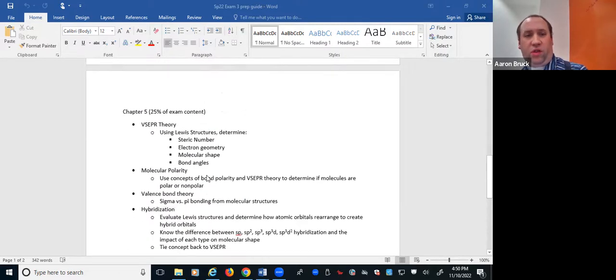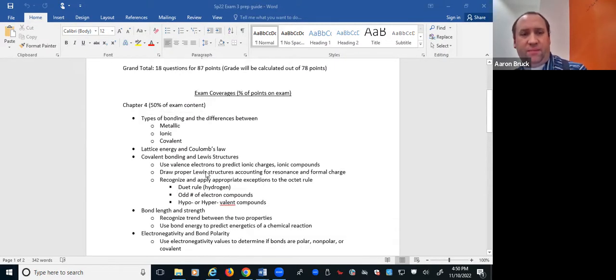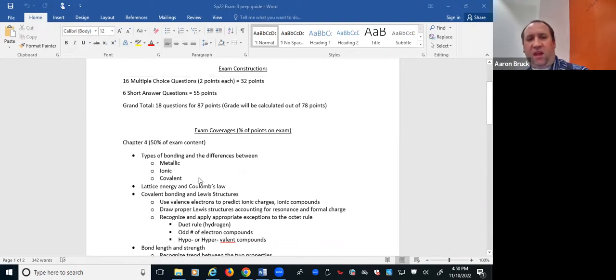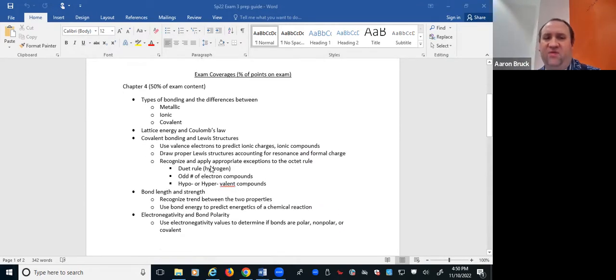But if you look through here, you can see the split of the content. This is very heavy in chapter 4. And the primary reason it's heavy in chapter 4 is because that Lewis structure drawing business bleeds over into chapter 5 as well, and to a lesser degree, chapter 6. So if you can't draw structures, it's going to be really hard for you to do well on this exam.